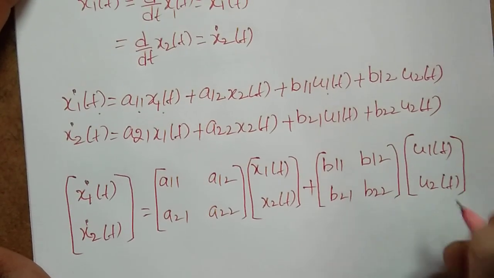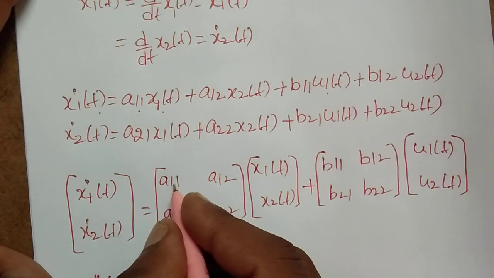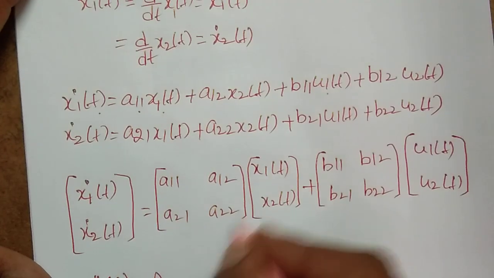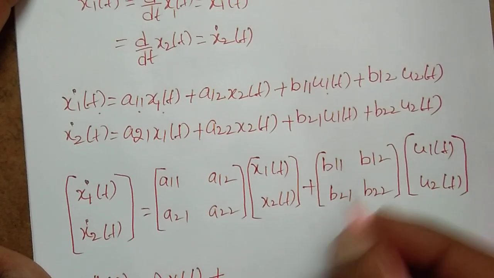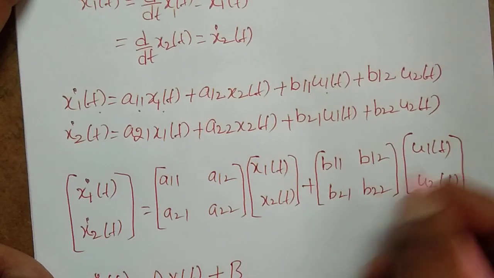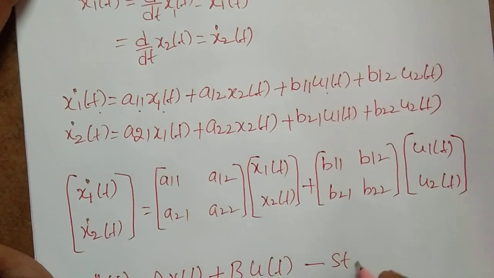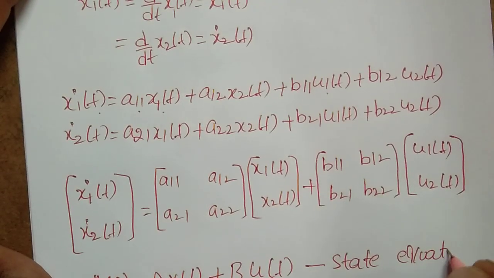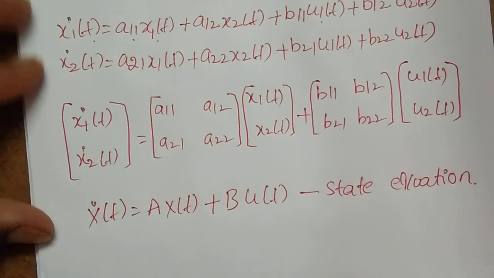Simply this is written as x dot of t is equal to A x of t plus B u of t, where the matrix is denoted by capital A, capital B is the input matrix, and u of t is the input. This is the state equation.